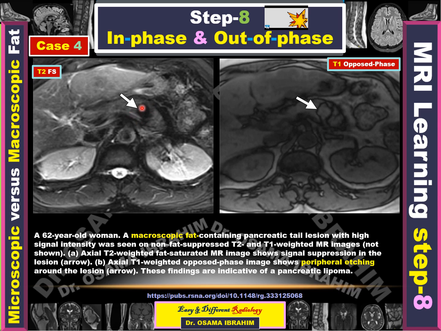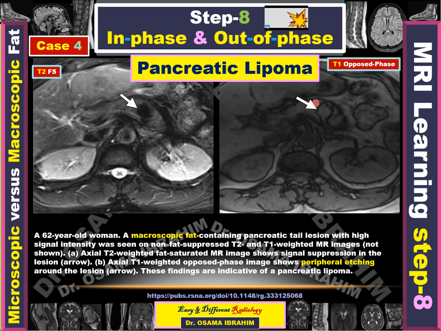If you look at that lesion in the fat suppression sequence, and the T1 has high signal, then this lesion is representing a macroscopic fatty lesion in the tail of the pancreas with presence of this peripheral etching. Peripheral etching is highly diagnostic for lipoma, and according to the site, it is the tail of the pancreas. So lipoma in the tail of the pancreas is characterized by macroscopic fat, which appears suppressed in the fat suppression MRI sequence. However, there is no loss of signal in the opposed phase, only peripheral etching like this.